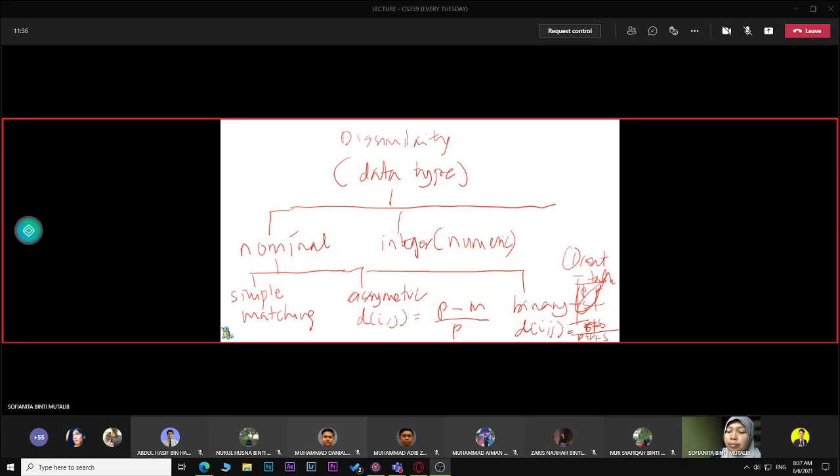So there is simple matching, and if there is more than one nominal attribute, then you have to use p minus m divided by p. And when the data type is binary, you have to look at whether it is asymmetric or symmetric. If it is asymmetric, then you apply this formula.